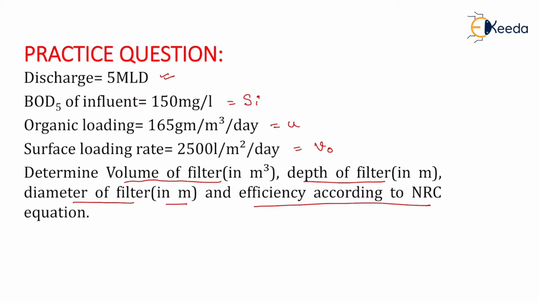Now we will solve each and every portion one by one. Firstly, we will write all the given values. The discharge is equal to 5 MLD, so we write it as 5 into 10 to the power 6 liter per day. The influent BOD is given as 150 milligram per liter.